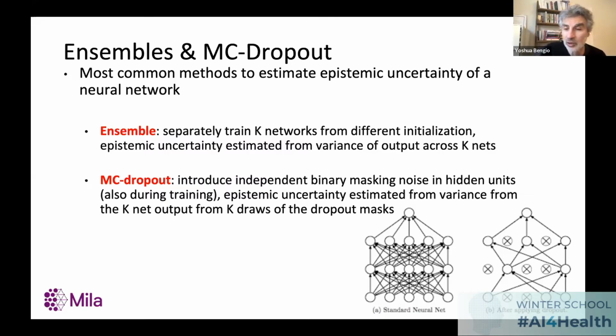We can train this whole thing so that it's robust to the noise. So for any binary mask pattern you choose, the network is trained to do a good job, but depending on the pattern, it gives a different answer. They're all consistent with the data, but different. Again, that gives you a variance which you can use for epistemic uncertainty.